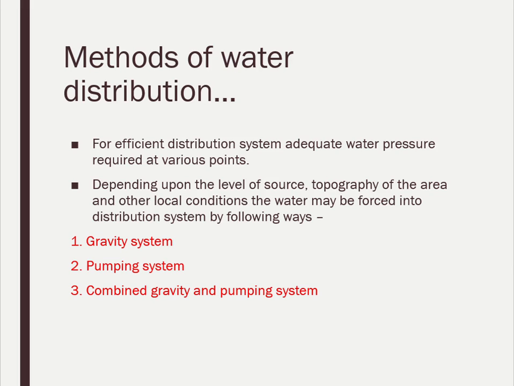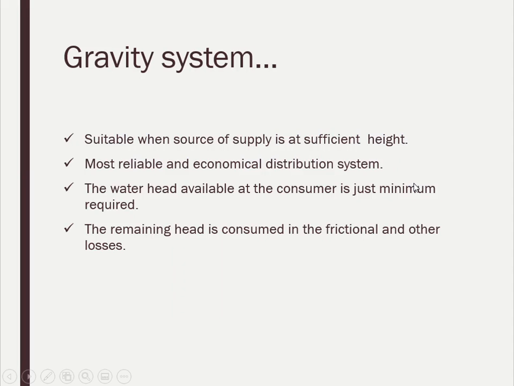Depending upon the ground level of the source, topography of the area and local conditions, we can have three different methods of distribution. First one is the gravity system, second one is the pumping system, third one is the combined gravity and pumping system.